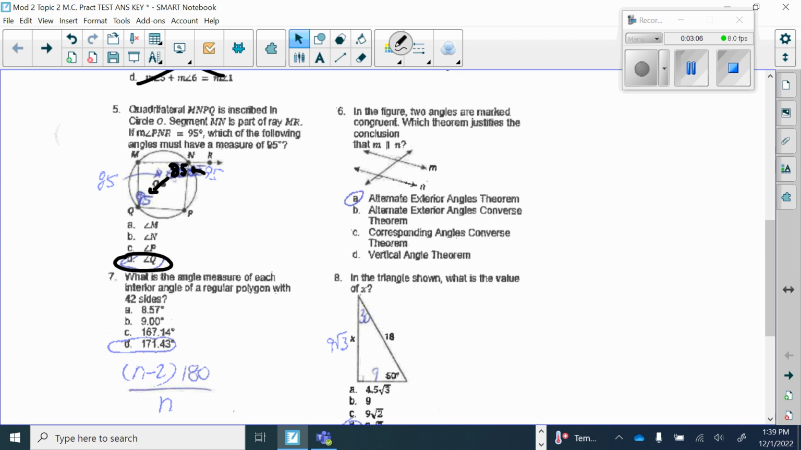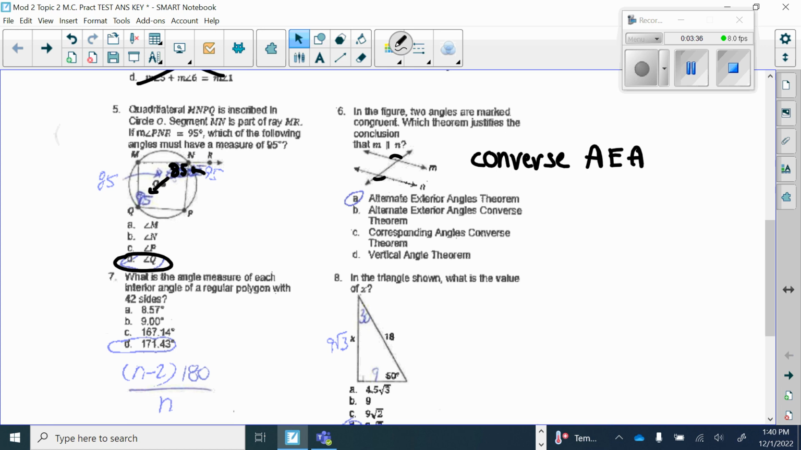All right, 6. Two angles are marked congruent. These two, you can't see them. Which theorem justifies the conclusion that they are parallel? If we're trying to prove lines parallel, we know the answer has to have the word converse in it. And all I have to do now is identify those types of angles. Those angles are alternate exterior angles. Alternate meaning diagonal, exterior meaning outside the parallel lines.